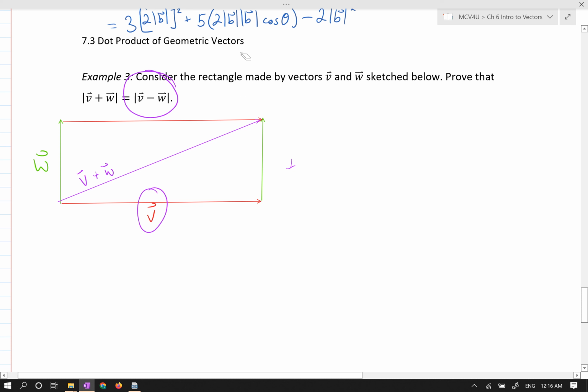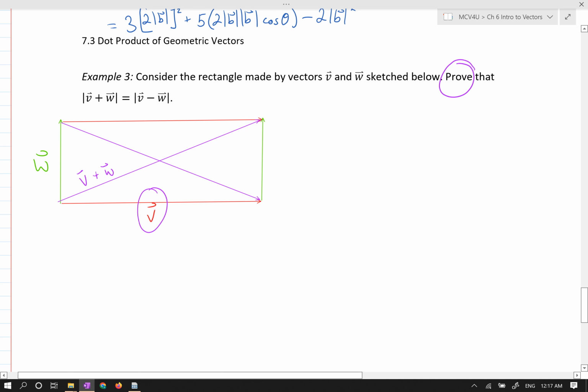How can I find the vector v minus w in here? Well, I can go forward vector v, and I can go in the negative direction of vector w, something like that. So my starting point for my resultant vector is over here. My ending point is over there. Where I'm looking right here, I'm trying to find this cross. So what this problem is asking me to show and to prove is that these two diagonals are equal.